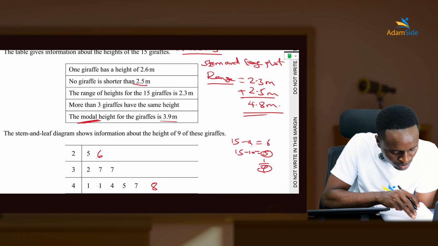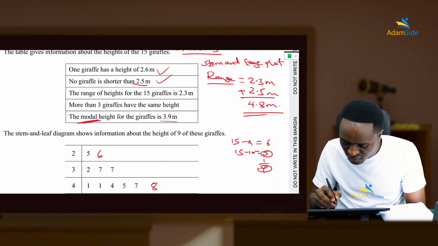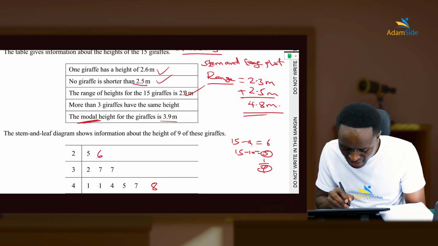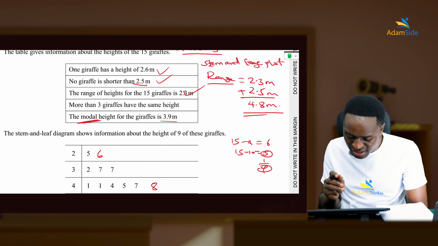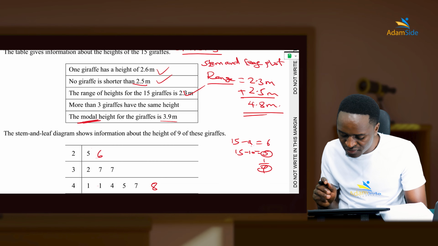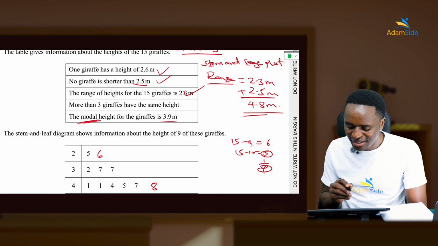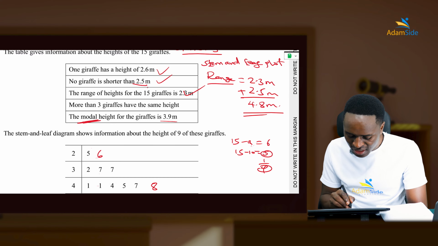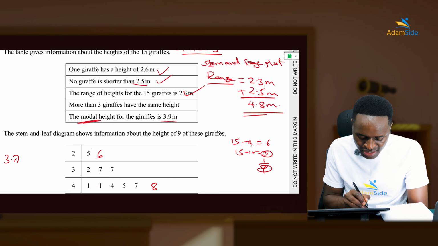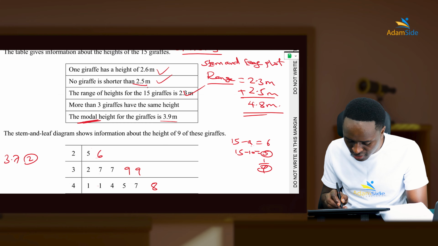Now, in our question, we have done the range of the heights. More than 3 giraffes have the same height, and the modal height for the giraffe is 3.9. Obviously this has 2, this has 2. The one that has the highest frequency is 3.9, so obviously the remaining 4 will be 9.